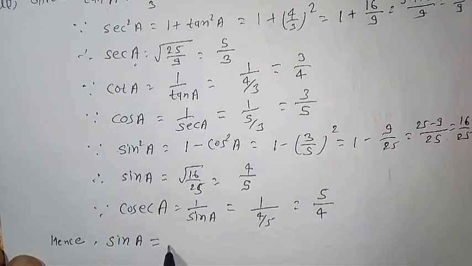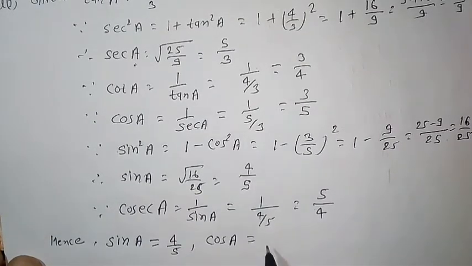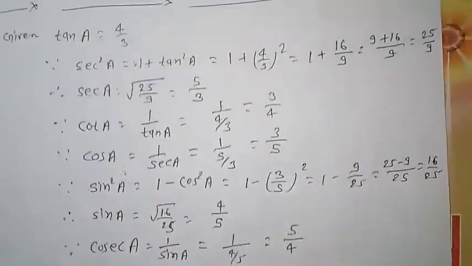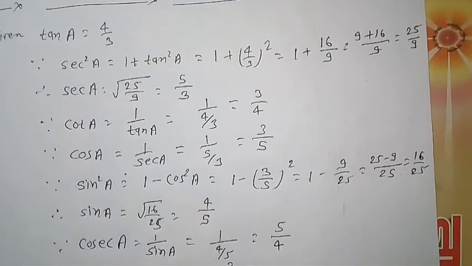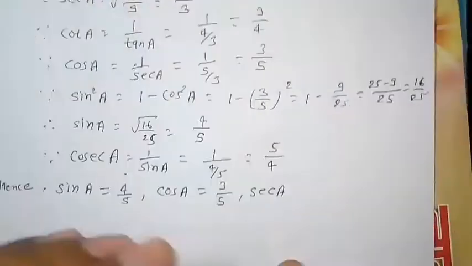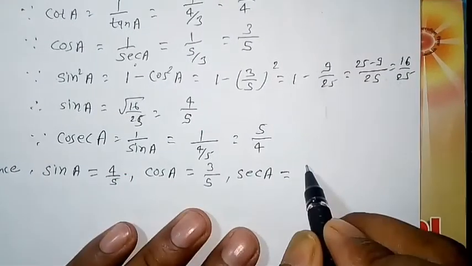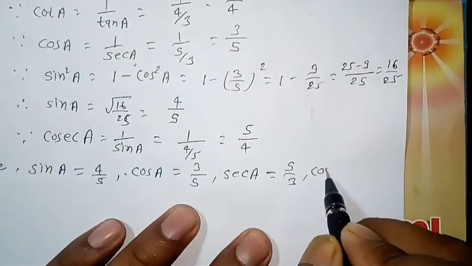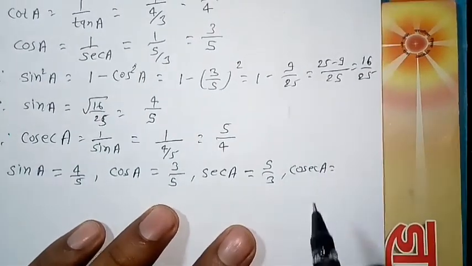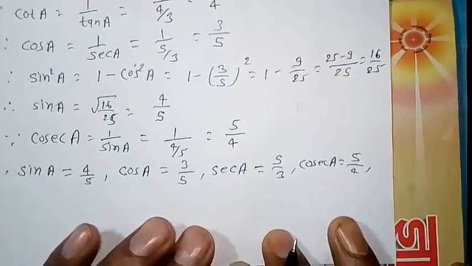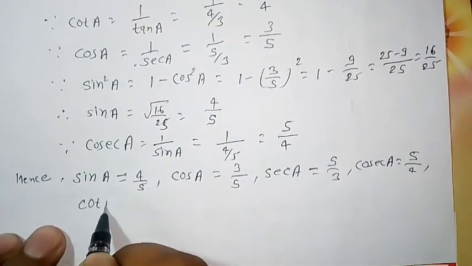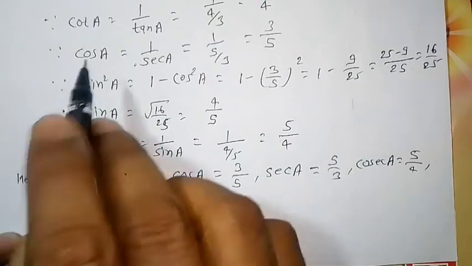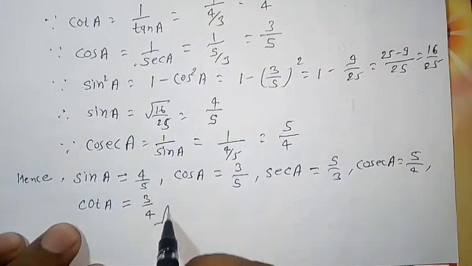Hence sin A is equal to 4 by 5, cos A is equal to 3 by 5, sec A is equal to 5 by 3, cosec A is equal to 5 by 4, cot A is equal to 3 by 4. Answer.